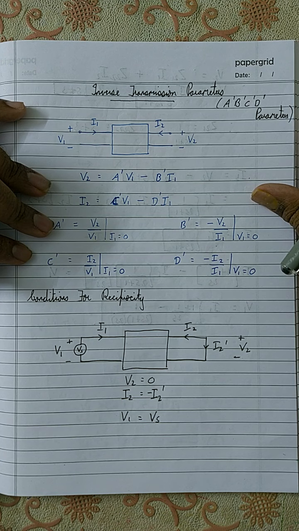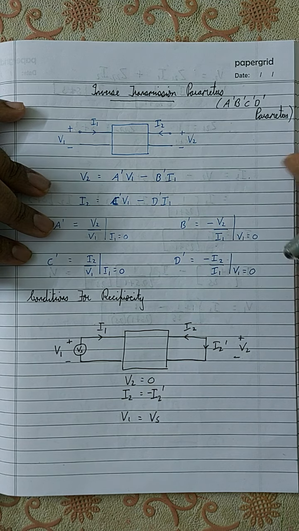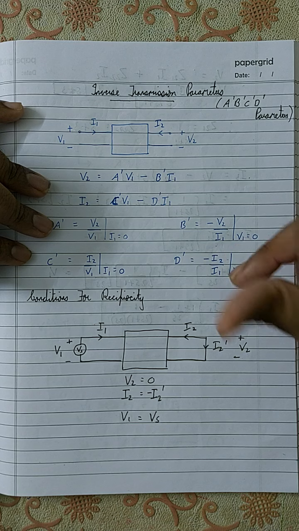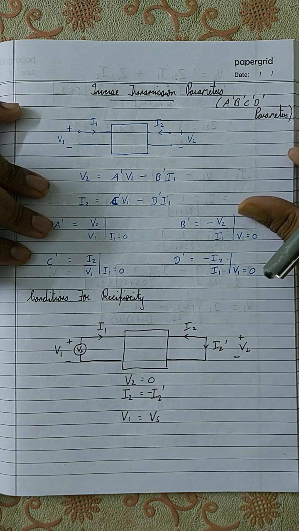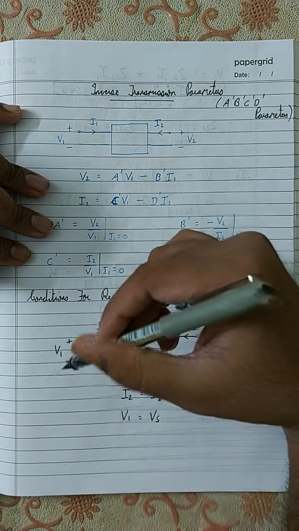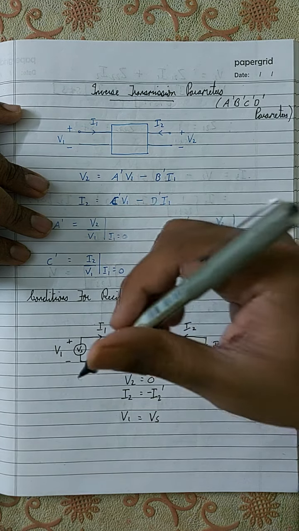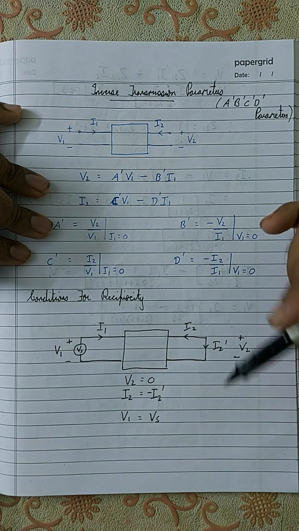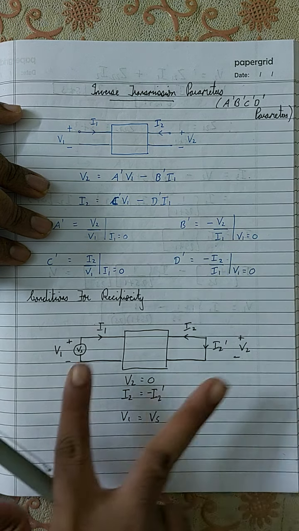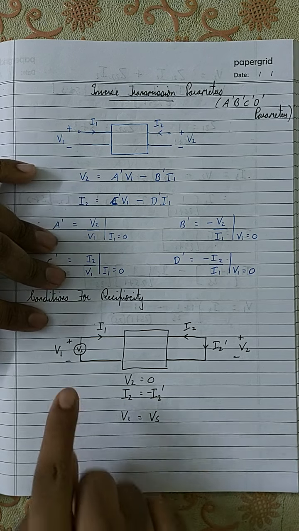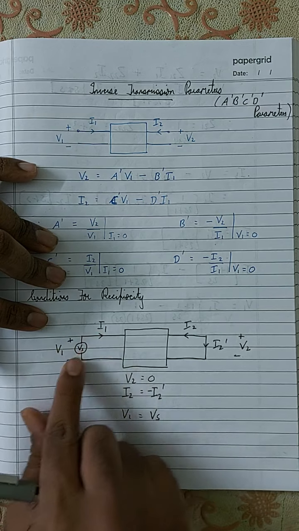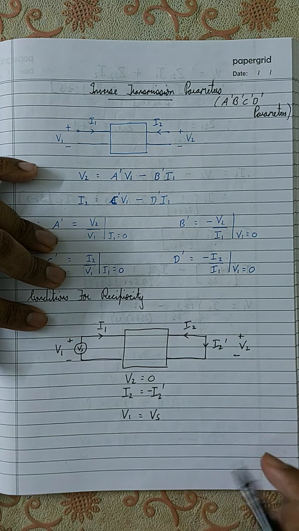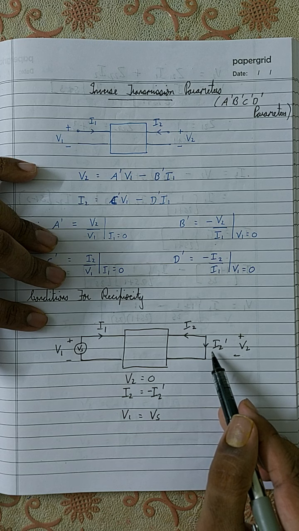Now, just like in the previous parameters, let us check the condition of reciprocity, or how to know whether the network is reciprocal or not. What is the meaning of reciprocity? A reciprocal network means the ratio of the excitation to the response should be the same even if they are interchanged. For this we take two cases. In the first case, I apply my excitation in port 1, and in port 2 I see my response, and then I find the ratio.